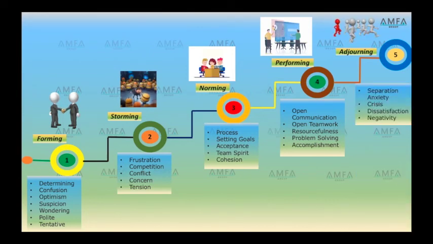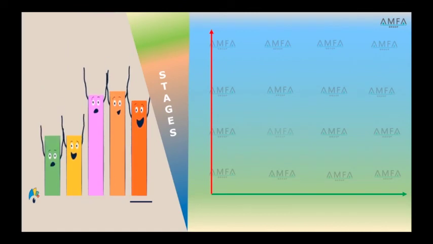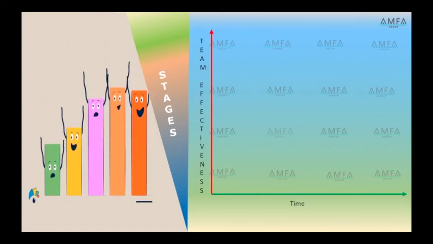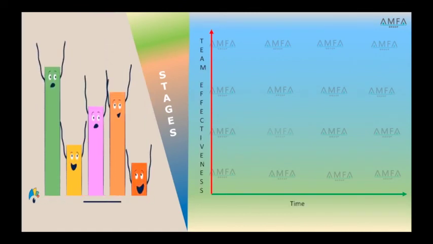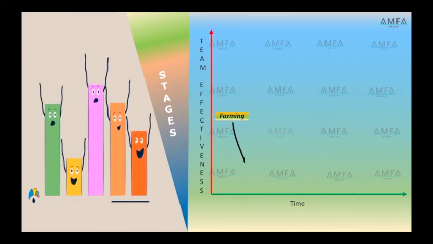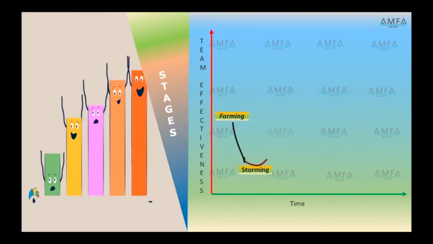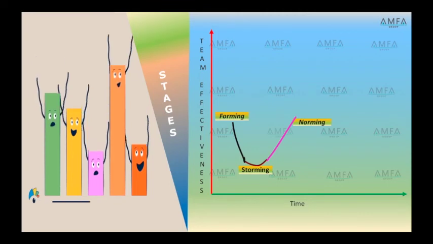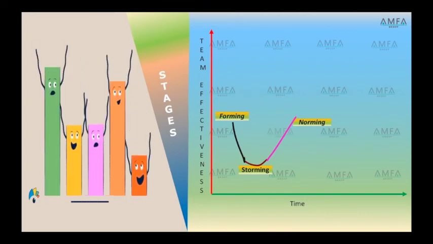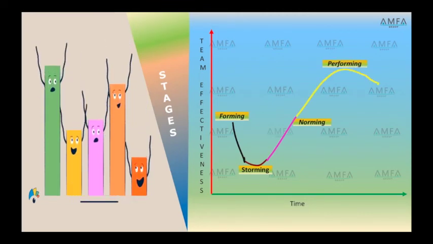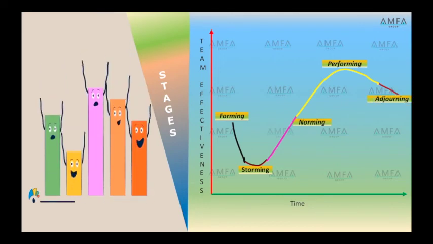Now let's understand how the team effectiveness varies across time through these stages. In the forming stage, the effectiveness droops down, passes through storming and rises up to reach the norming stage, then it peaks up to performing, then again comes down to the adjourning stage.